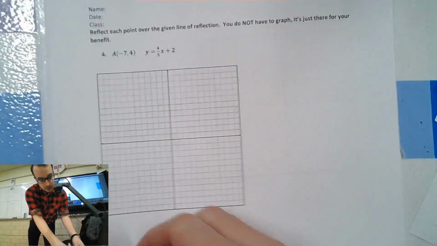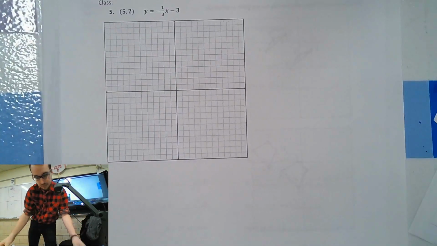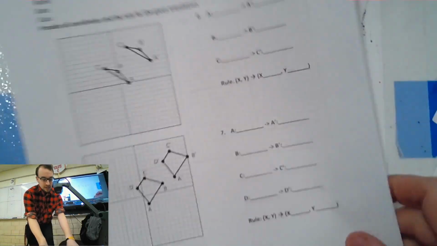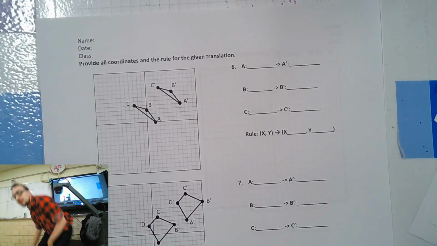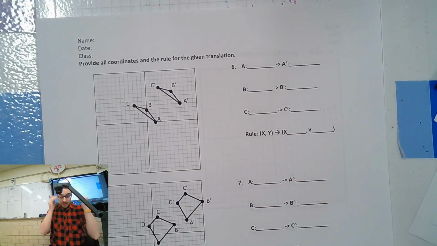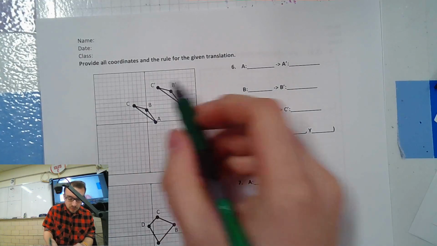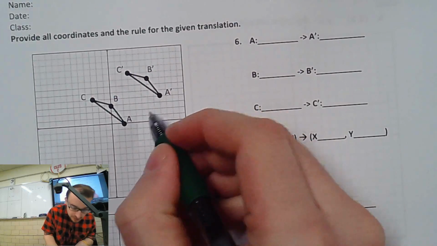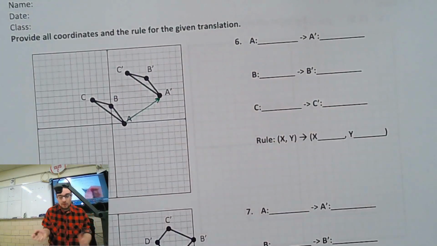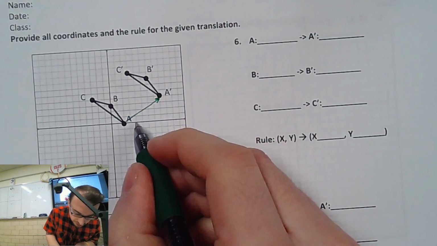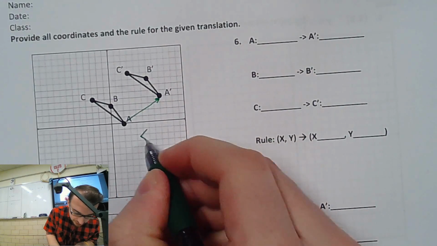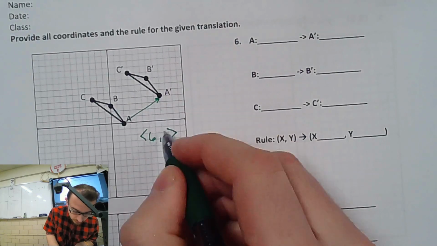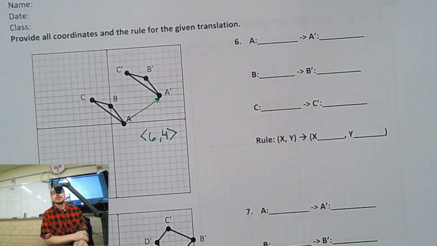Moving on. Let's go to number 6. Translations. We are not going to write down the coordinates. You can do that in your own time. It says, provide all coordinates and the rule for the given translation. So we're going from A to A prime, right? So check it out. This is the vector I'm using. What vector is that going to be? Looks like 1, 2, 3, 4, 5, 6 to the right, so that's 6. And how much up? 1, 2, 3, 4. So that's my vector, right?